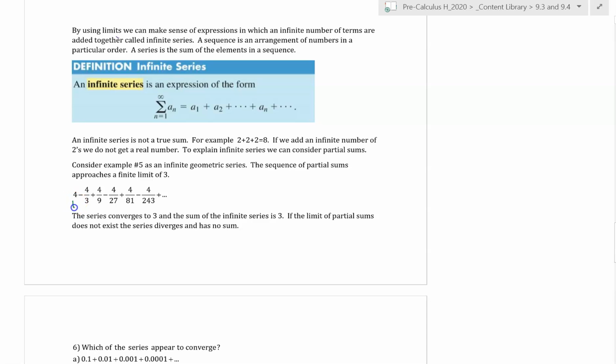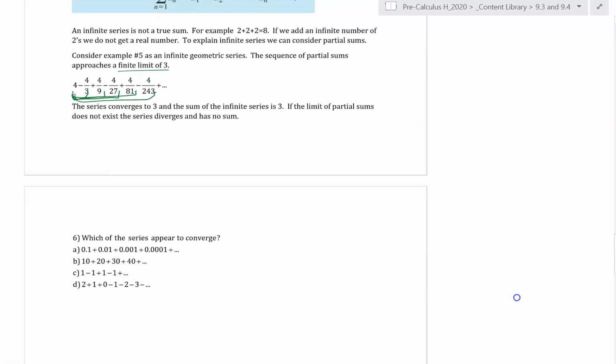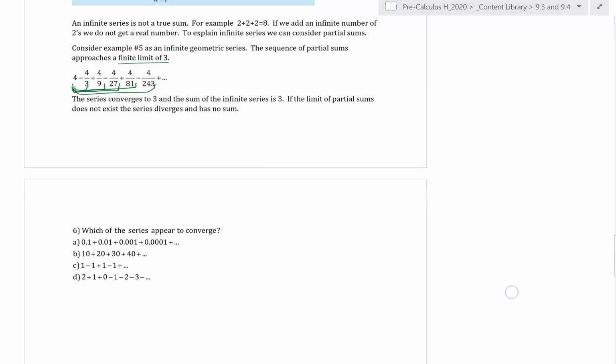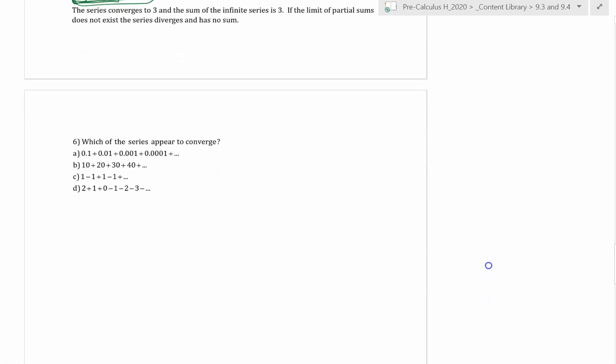So again, you could add part of the sequence together, like we did, where we said n was 11, and then we let n be 20, and then we let n be 30, and it approaches a finite limit of 3. And that's why the series converges to 3, and the sum of the infinite series is 3. If the limit of partial sums does not exist, the series diverges and has no sum. So we need to think of some other examples.